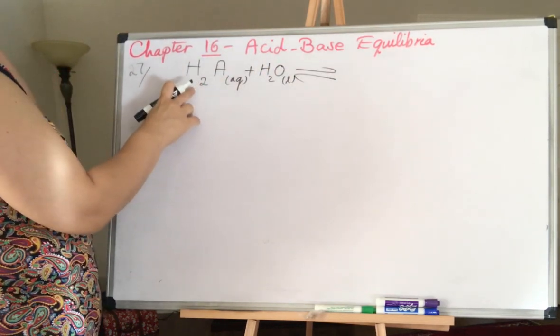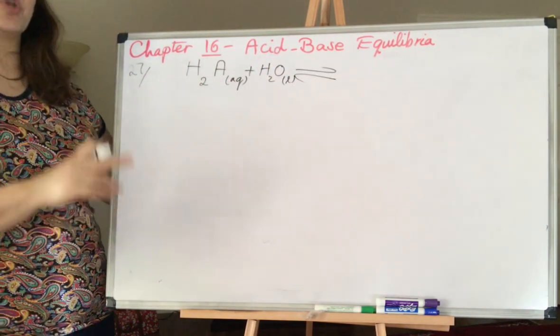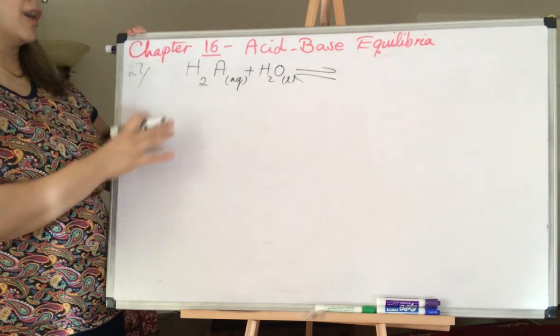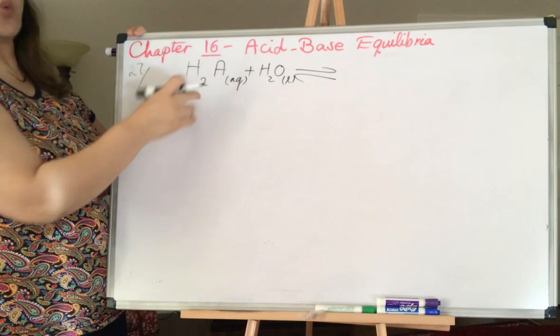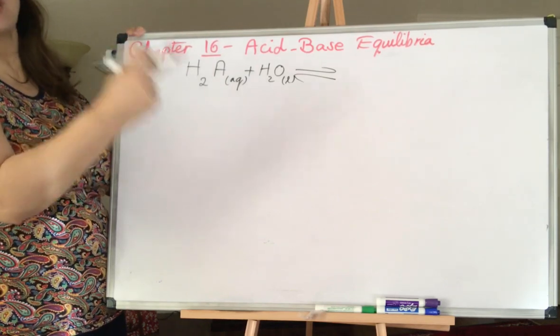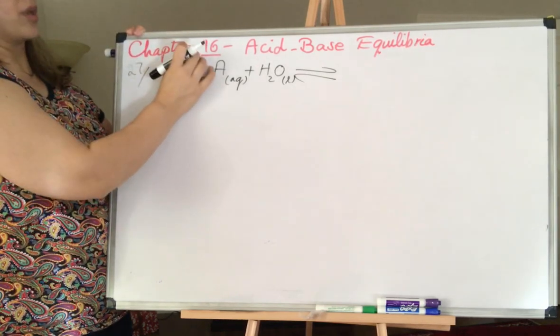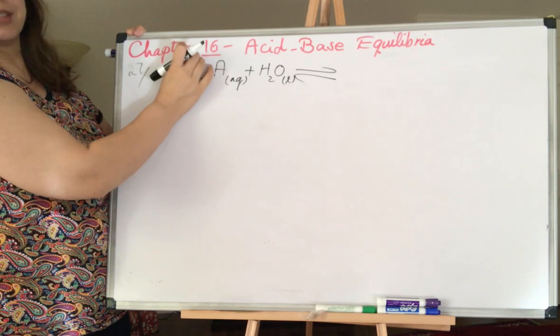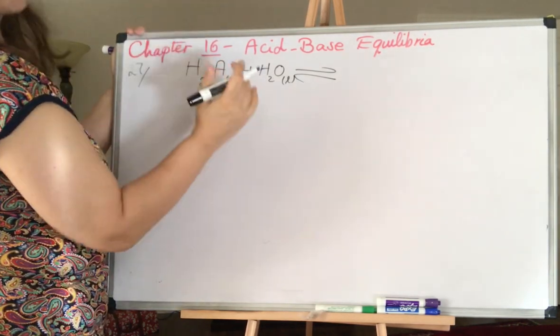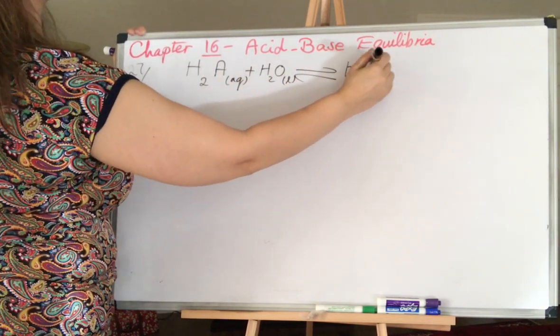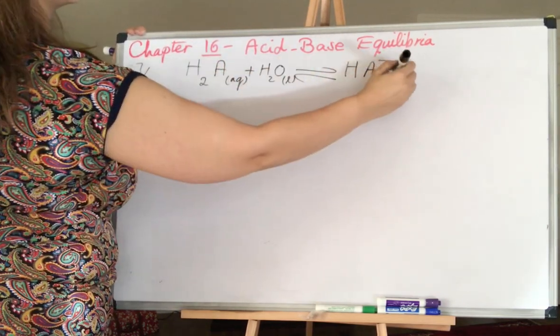Now, when your acid has more than one proton, you can take one proton from it at a time. So you cannot eliminate both of the protons at the same time. So you should say it only releases one proton, so it will change to HA plus H3O.